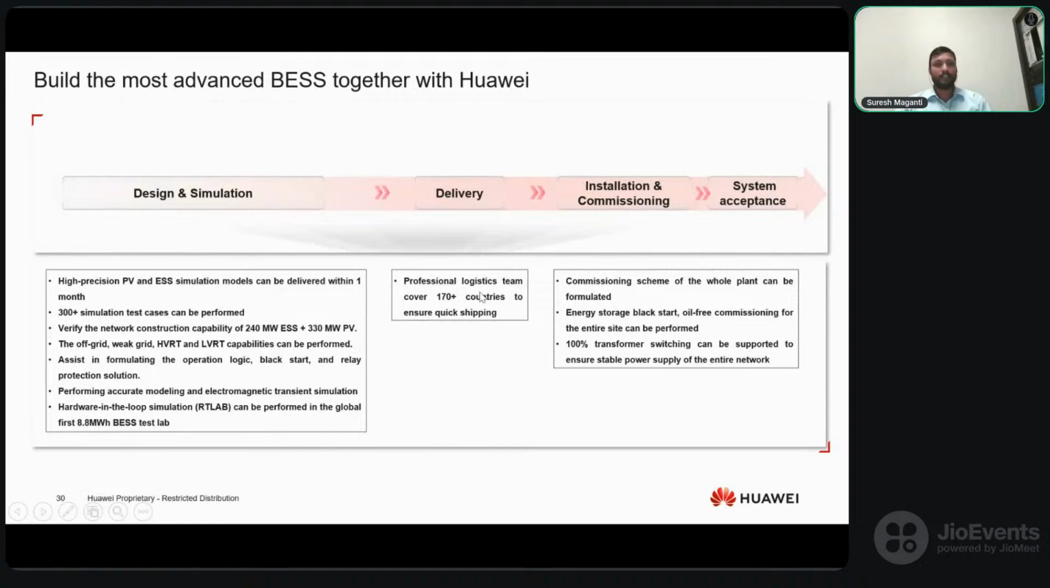And at the time of delivery, it has offices in all the countries, so there won't be any obstacles while delivering. And also installation and commissioning and also site acceptance, these are all in compliance with the owner's terms and conditions.